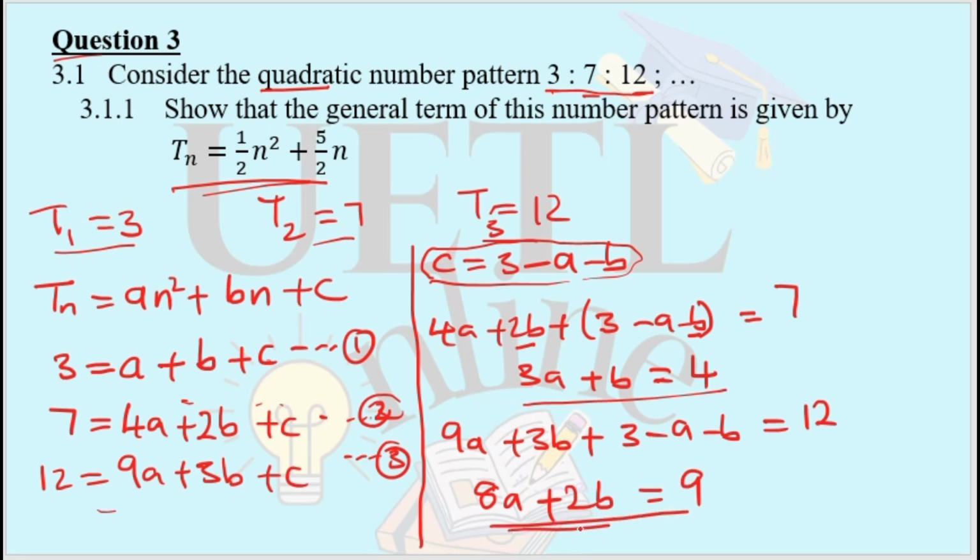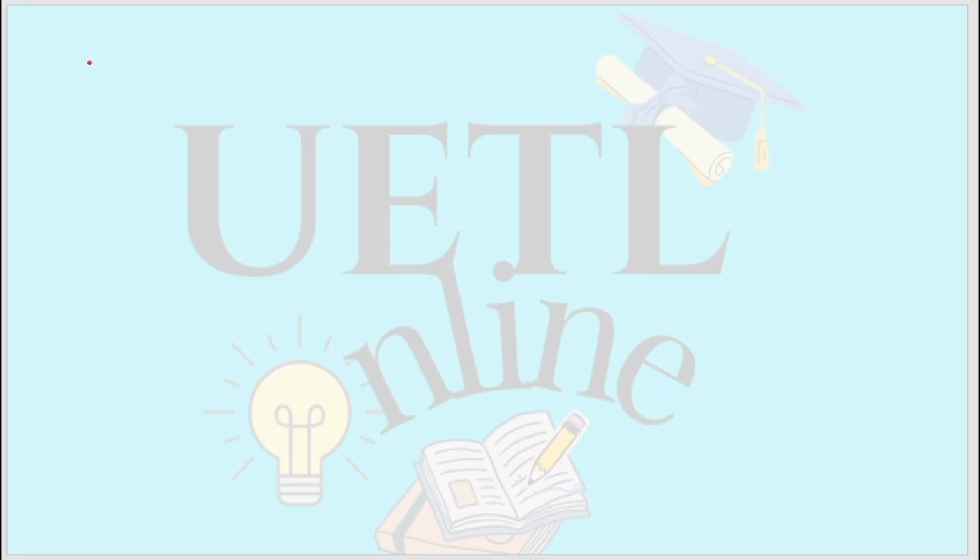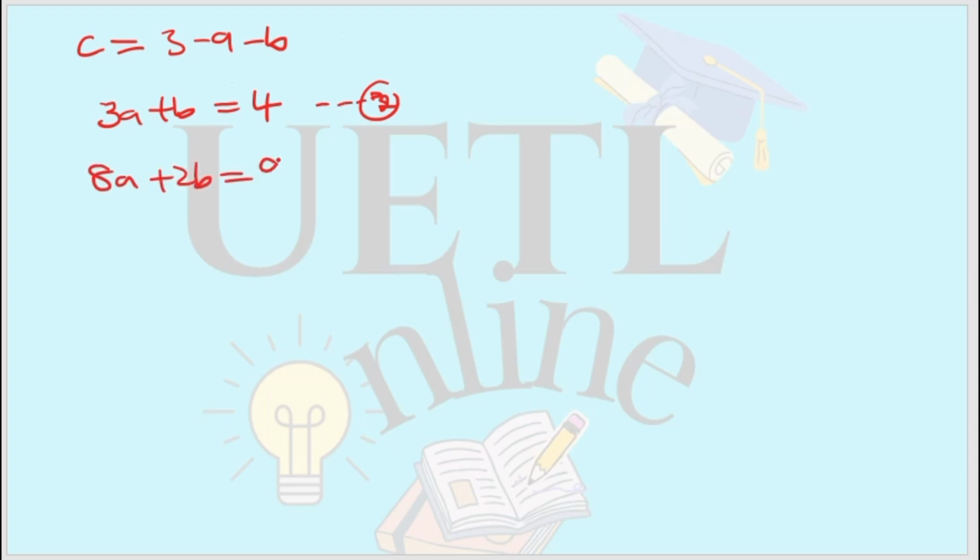Now our duty is to solve this simultaneous equation. Let's write the equations. The first one, when we made c the subject of the formula, says c equals 3 minus a minus b. When we substituted c in equations 2 and 3, we got 3a plus b equals 4, and then 8a plus 2b equals 9. We are going to solve these equations to get the values of a and b.